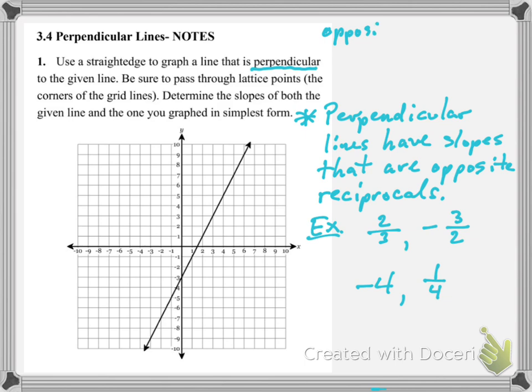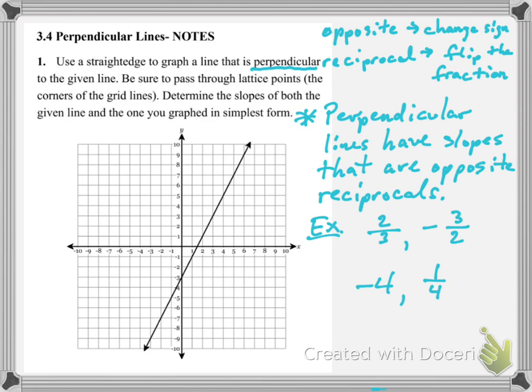Opposite means change the sign, and reciprocal, now that's a new word maybe for some of you, what that means is flip the fraction. Okay, so we're going to find the slope of this line.